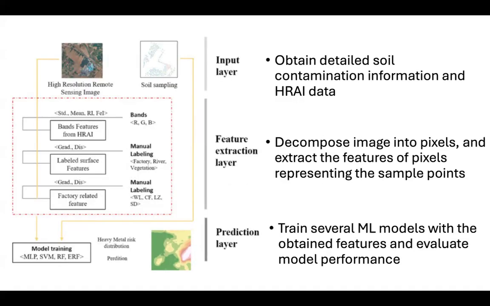This study contained 3 broad steps. First, detailed soil contamination information and HRAI data was obtained to create the input layer. Then they decomposed the image into pixels and extracted the features of the pixels representing the sample points during the feature extraction layer portion. Then, to create the prediction layer, several machine learning models were trained with the obtained features and evaluated for model performance.